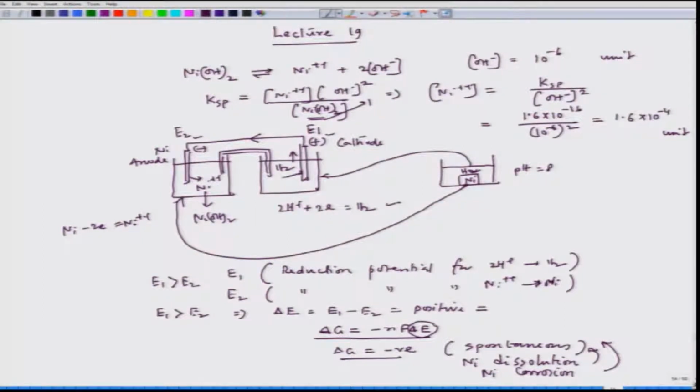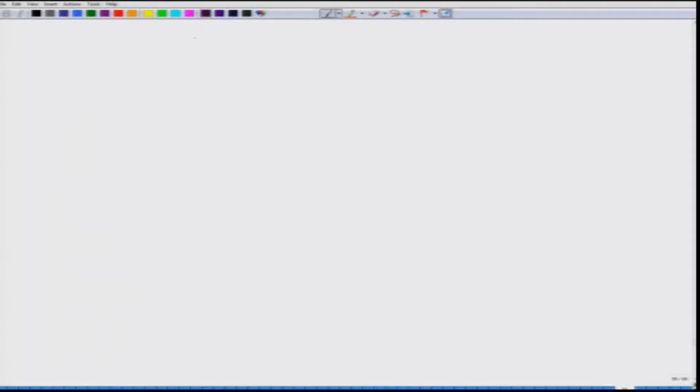Now, our main interest should be to find the reduction potential on this side and the reduction potential on that side. So, let us find out. Now, we have all the data, because the nickel ion concentration we know, which is 1.6 into 10 to the power minus 4, in molar units. Now H plus is equal to 10 to the power minus 8. Let us see what potential we would get.